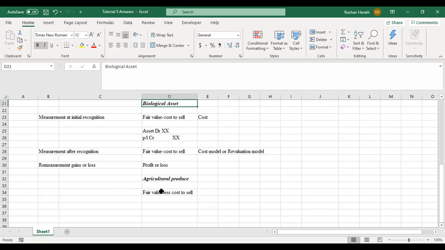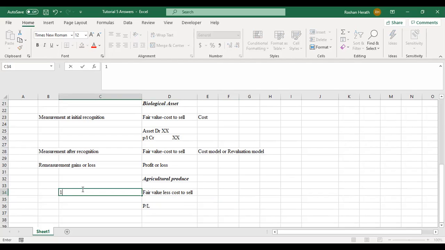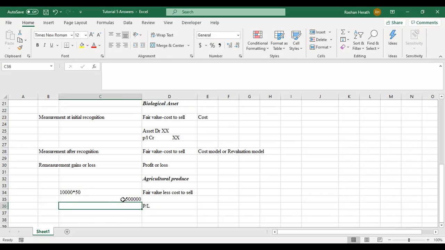So when it comes to agricultural produce, measure it at fair value less cost to sell. Again, the gains and losses from this measurement should go to P&L. Let's say that you have harvested 10,000 liters. Say that 1 liter is rupees 50, fair value less cost to sell. So 10,000 into 50 is 500,000. Take it: debit the agricultural produce, the harvested milk, and credit P&L.